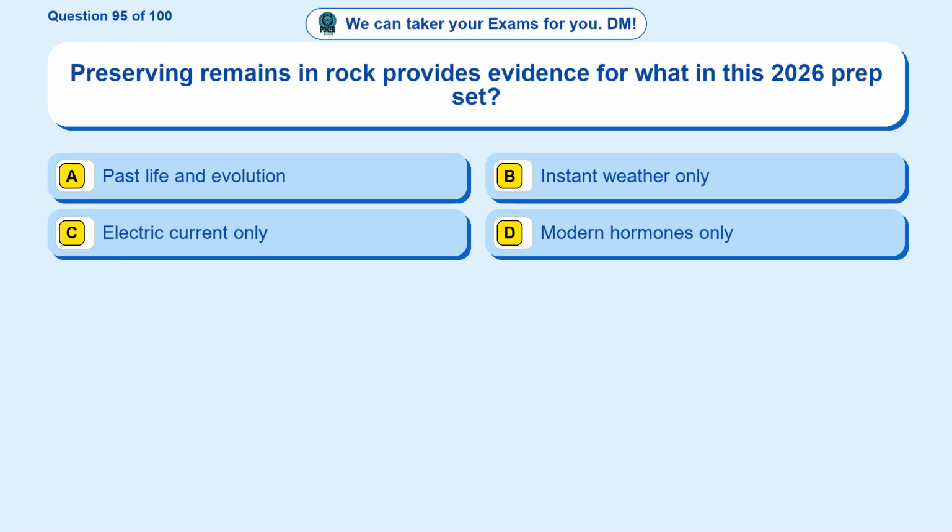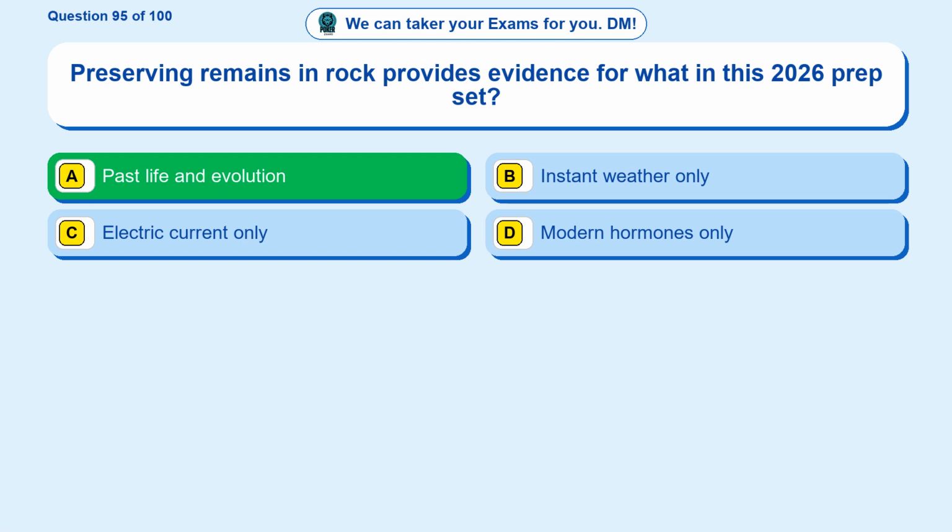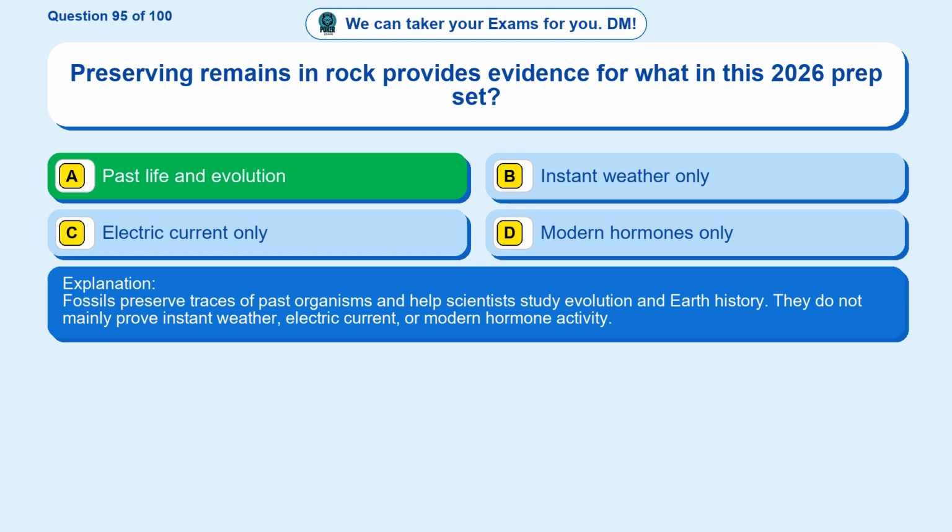Question 95. Preserving remains in rock provides evidence for what in this 2026 prep set? Option A, past life and evolution. Option B, instant weather only. Option C, electric current only. Option D, modern hormones only. The correct answer is option A, past life and evolution. Fossils preserve traces of past organisms and help scientists study evolution and Earth history. They do not mainly prove instant weather, electric current, or modern hormone activity.